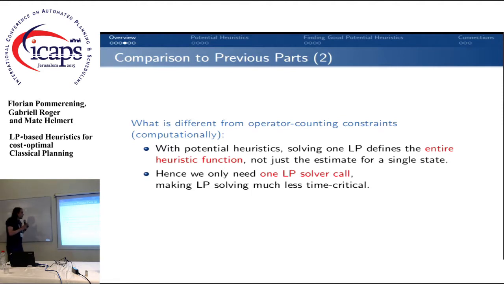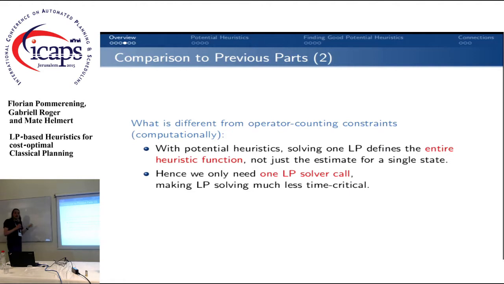So computationally, what we did in the previous approaches was we had an LP that basically specified constraints on, at the end of the day, the costs of reaching the goal from a particular state. So we had an LP that we set up to compute one heuristic estimate, or at least that's the case for operator counting constraints. This story is slightly different for cost partitioning. Maybe there's a connection lurking there too. We'll see that. But with the potential heuristics, we have one LP that we want to solve, and that will actually define an entire heuristic function. So not an estimate for one state, but a function that we can then apply to every state.